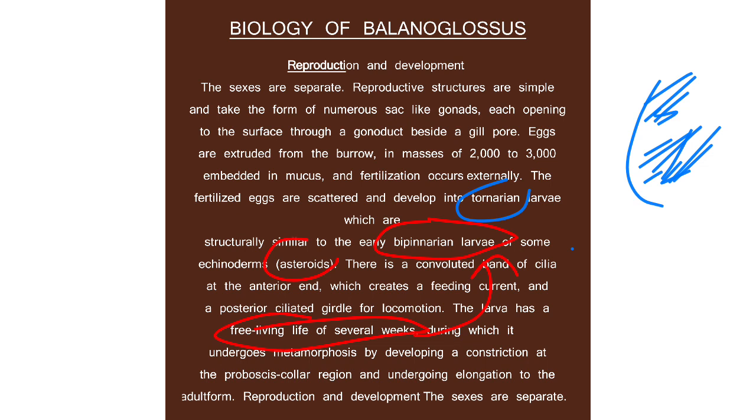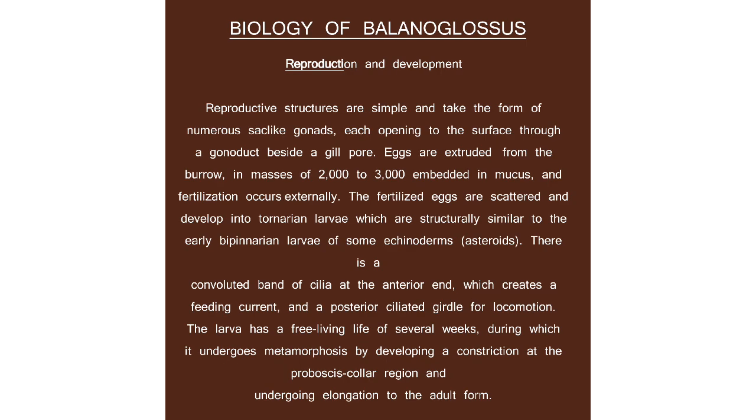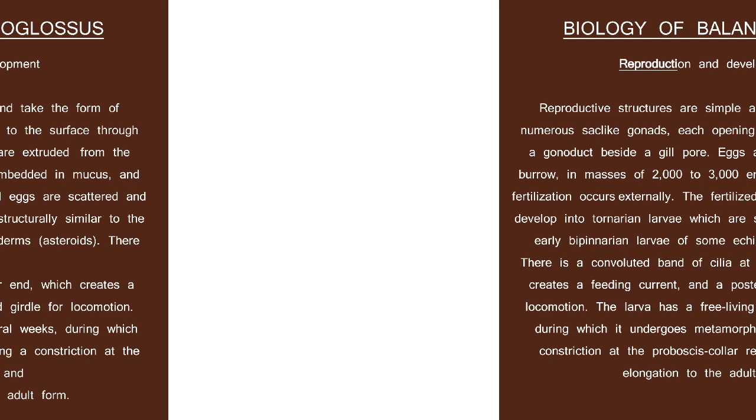So they undergo metamorphosis by developing a constriction at the upper part of their body, and this constriction forms the proboscis collar region, and undergoes elongation to form a worm-like structure. Are you getting me now? Now let's proceed. So they form a constriction at the proboscis collar region, undergoing elongation into an adult form. So that is how their reproduction occurs. As simple as that. But what are we saying about this reproduction?